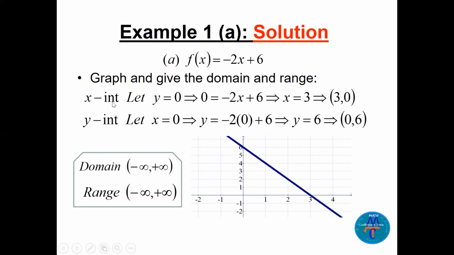Just find the x-intercept. Let y equal 0. So this is why we put it equal to 0. So we get x equals 3. So that's the point (3, 0). Y-intercept, let x equal 0. So we put x equal to 0. We find y is equal to 6, the point (0, 6). So we just join the line. The x-intercept (3, 0), y-intercept (0, 6). Domain is R, range is R.